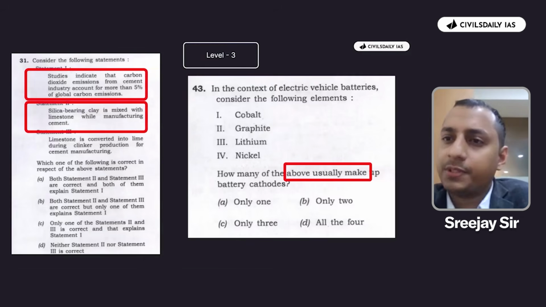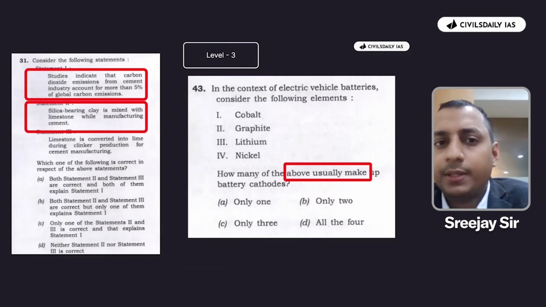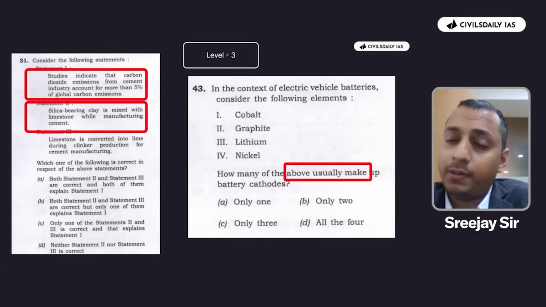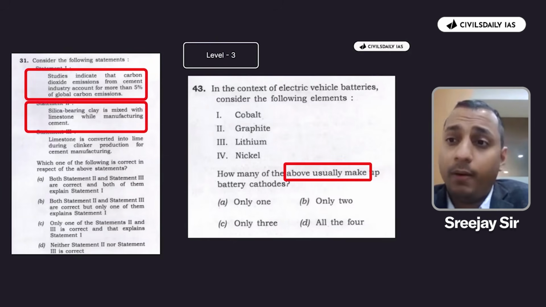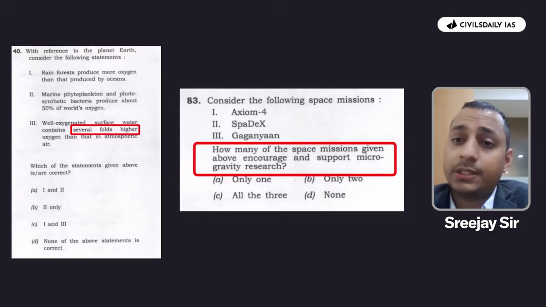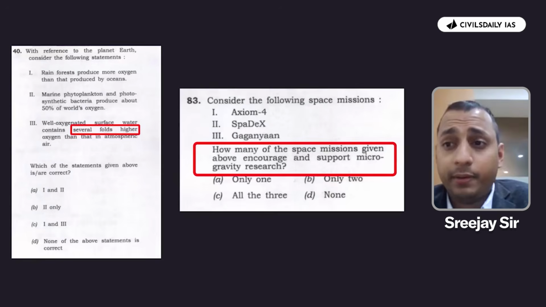Now, in the 31st question, why did UPSC introduce "studies indicate that carbon dioxide emissions from the cement industry contribute to more than 5%"? UPSC could have said just 1%, right? Or UPSC could have just said that studies indicate that carbon dioxide emissions from the cement industry contribute to carbon dioxide emissions. Why did UPSC introduce the word 5% there? Everything has a purpose. Each and every word introduced by UPSC, can, may, or, everything has a purpose. You need to understand that, right?